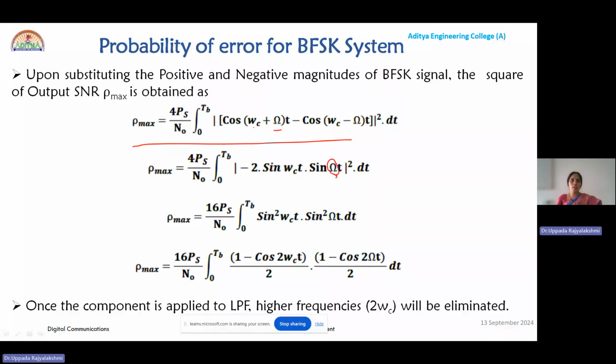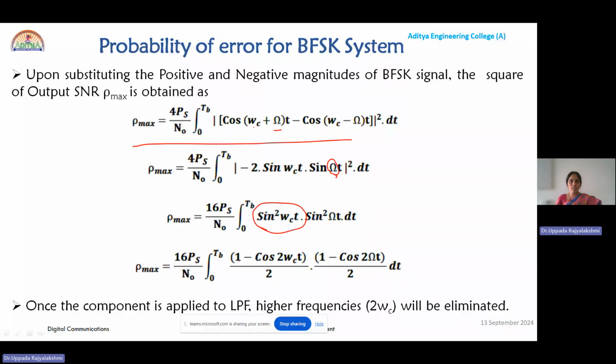So here you have 2 square. So 2 square into 4, that is 4 into 4, 16 Ps by N naught, integral 0 to Tb, sine square omega c t into sine square capital omega t dt. So minus whole square, it will be positive. So this is in the form of sine square x. So you can write it as (1 minus cos 2x) by 2.